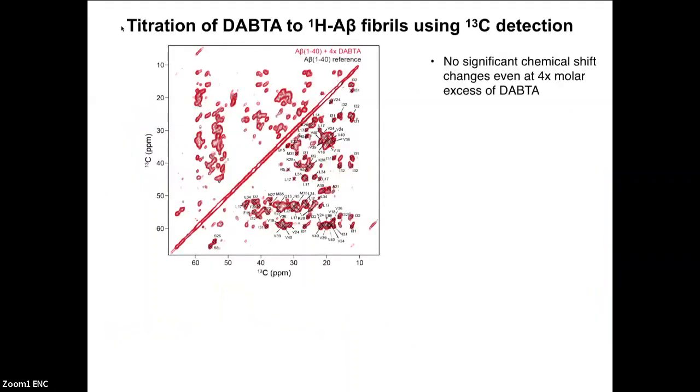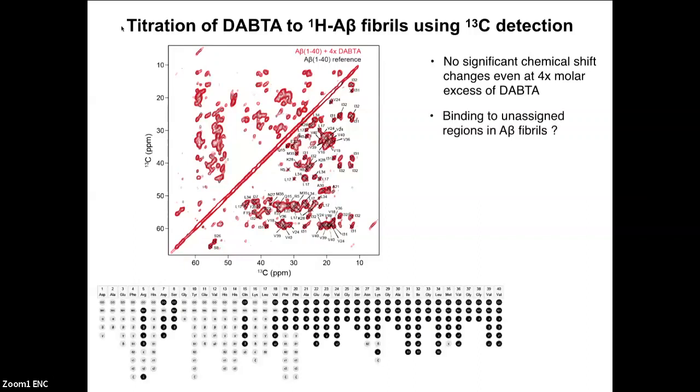Then we recorded the first carbon-carbon correlation experiments, and we were rather disappointed because there is basically no large chemical shift changes in the presence of the adapter molecule. And then this could have two reasons. So we assigned it sequentially, and obviously, as you know, for the A-beta, the N-terminus is largely disordered. The C-terminus is structured, and it could potentially be that the small molecules bind to the N-terminal half of the peptide that is not structured and not assignable by solid-state NMR.